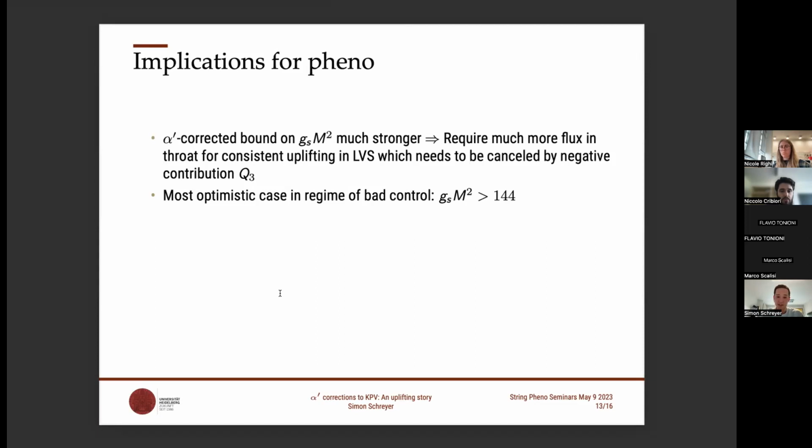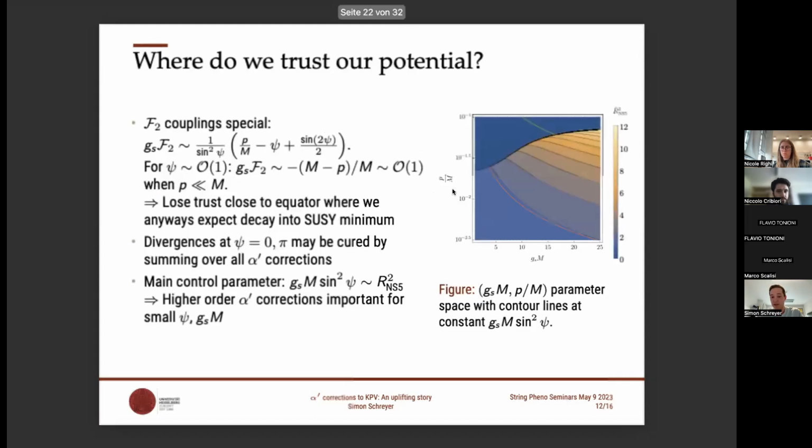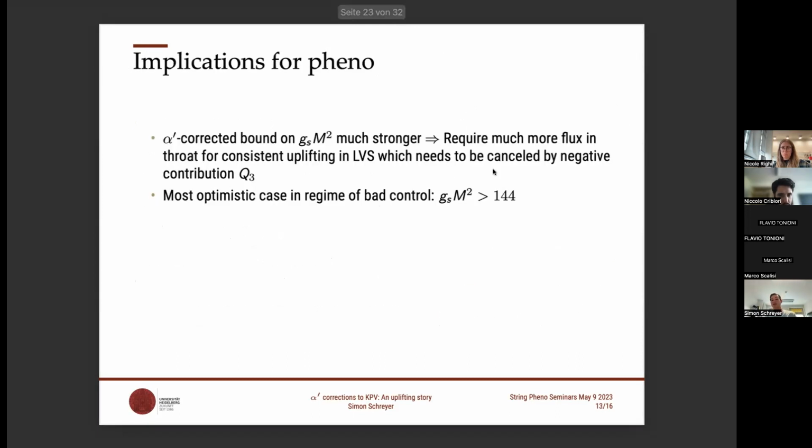The most optimistic bound was GSM squared bigger than 144, but this occurred very close to this red line here. So this is in a regime of bad control. So we should actually, for control of alpha prime corrections, increase GSM squared. So this is only the most optimistic case.